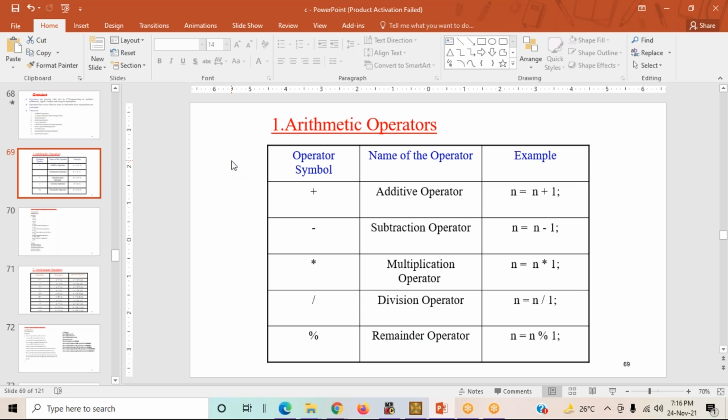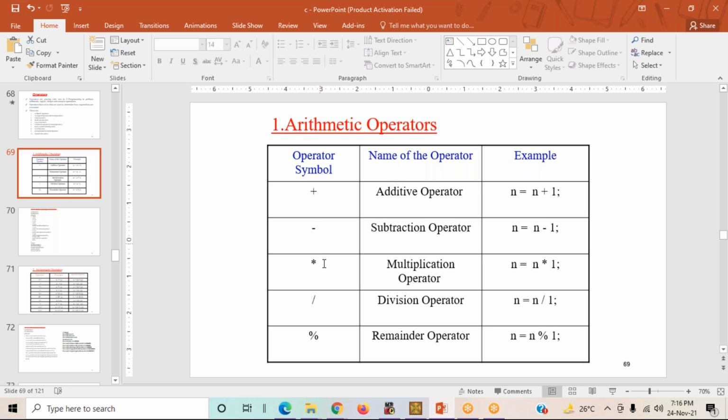Okay, these are the arithmetic operators. We have already discussed them, but I would like to revise. Very few people are here, so I am revising, and I will start the new topic after revising. These are the arithmetic operators: plus, minus, into, divided by, and percentile or remainder operator.